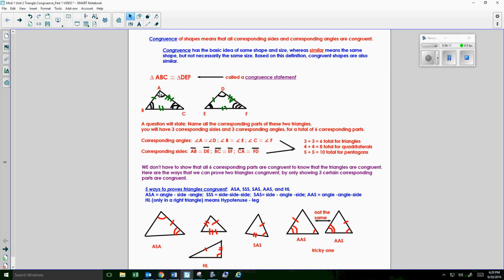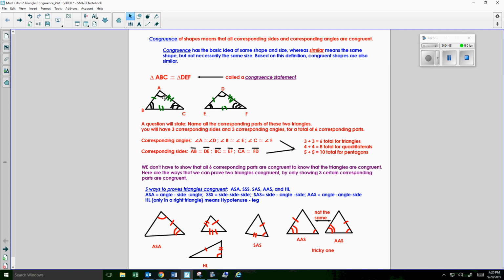Make sure that you don't have any repeat arcs or hash marks. They're all different. We don't know that any of the sides are exactly the same as another, so we use different numbers of hash marks and arcs to represent that. Now for triangles to be congruent, all 6 pieces have to be congruent. So if they already tell me that, then all 6 of these corresponding parts are congruent.